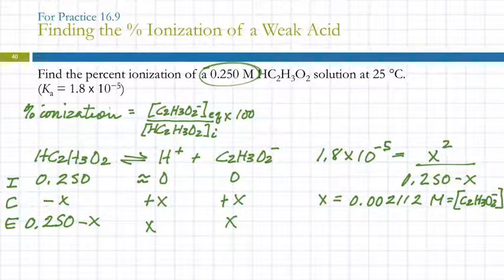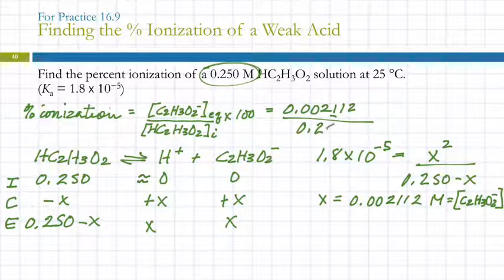Now, x is small would work here because this is 0.8% of 0.25. So here's my concentration at equilibrium, and that's what I'm going to plug in here. 0.00211 divided by the initial concentration, 0.250. These are both molarity, and the molarities cancel out, times 100. And so this is 0.84%.